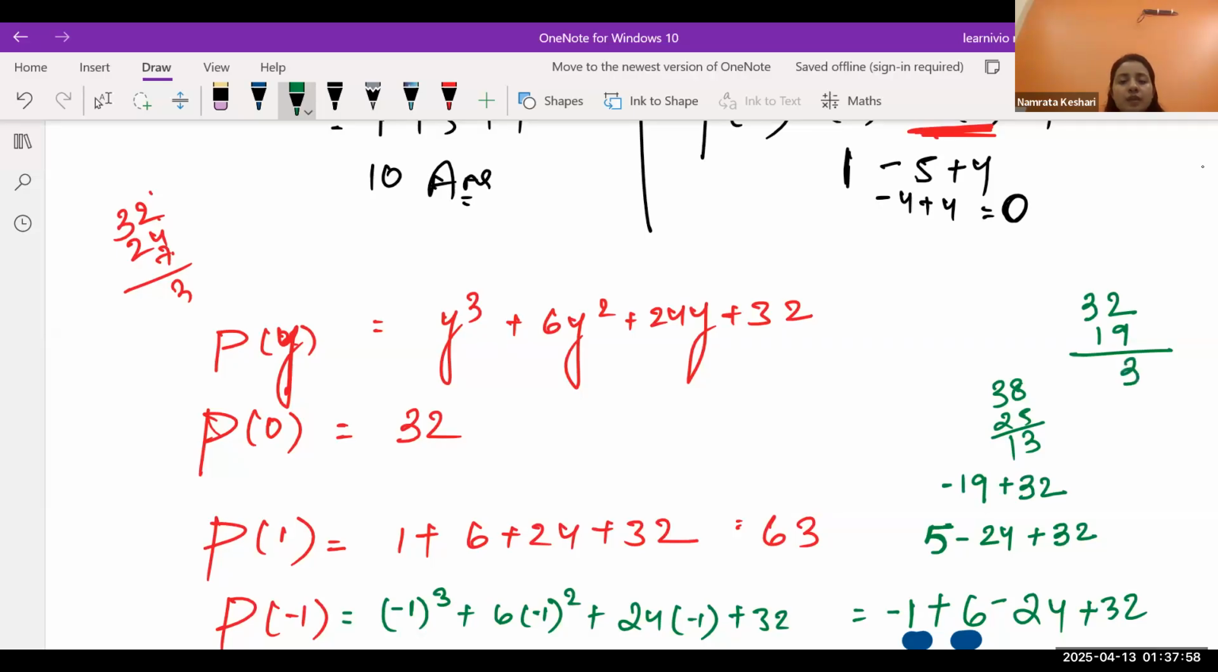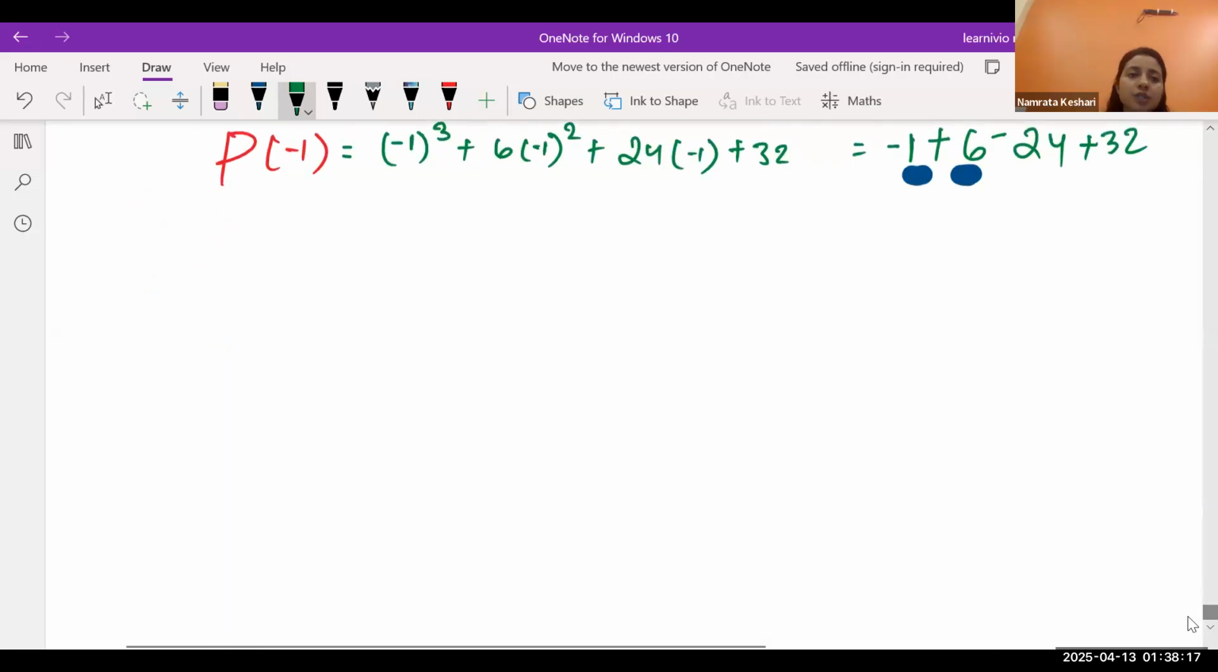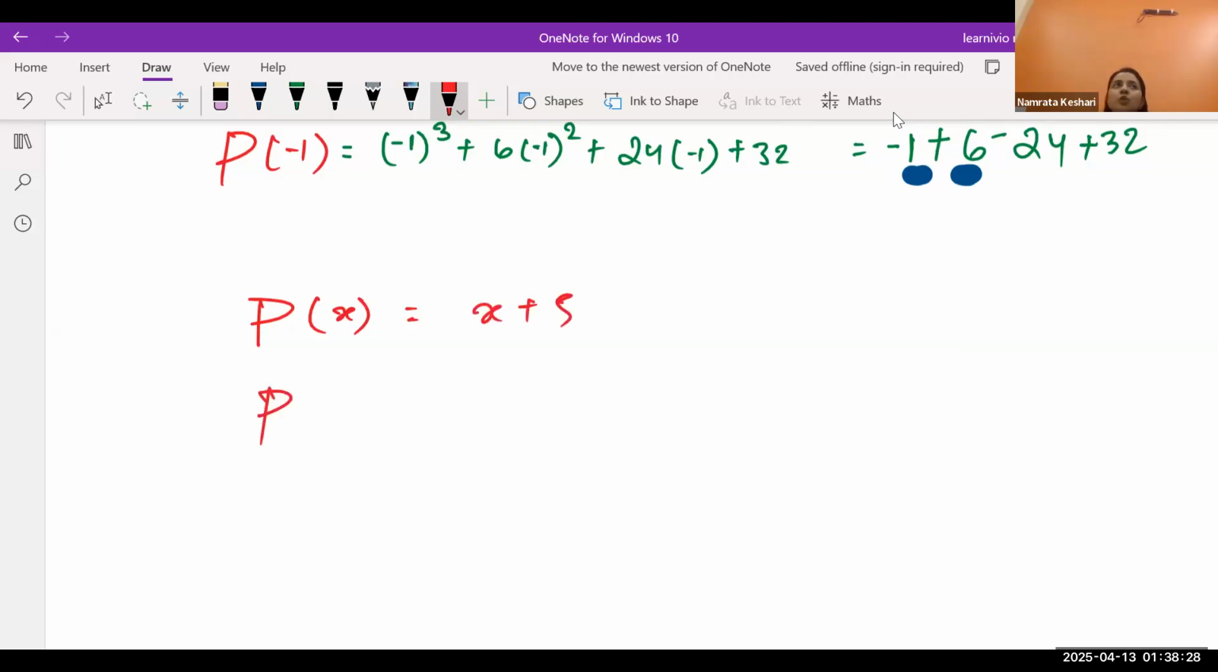Here 3 and here 1. 13 will be the answer, right? Yes, ma'am. Okay, so it's basic calculation. When you do it carefully, I believe you both will be able to do it since you understood the concept. And one more thing I want to add over here: if p of x is given as x plus 5, then you are able to find the value.